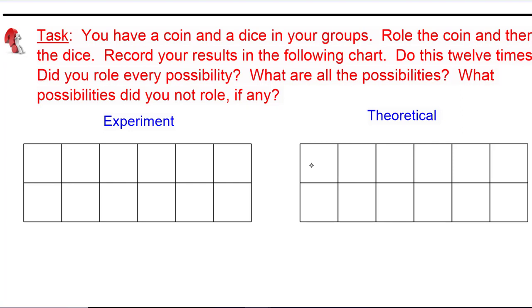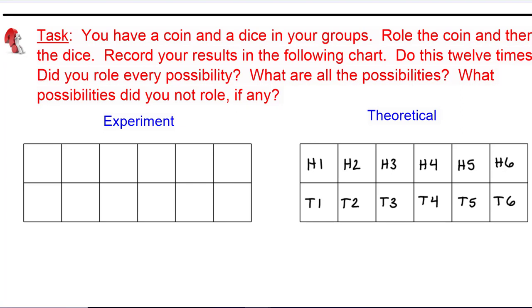So if I flip my coin, I could flip a heads, and if I roll a die, I could roll a 1. I could flip a heads and roll a 2. I could flip a heads and roll a 3, a 4, a 5, and so on and so forth. What I'm doing here is writing down all of the possibilities that I have. This is telling me that I have a total of 12 possibilities. It's not telling me what actually happens, it's telling me what should happen in a perfect world, and we don't live in a perfect world.